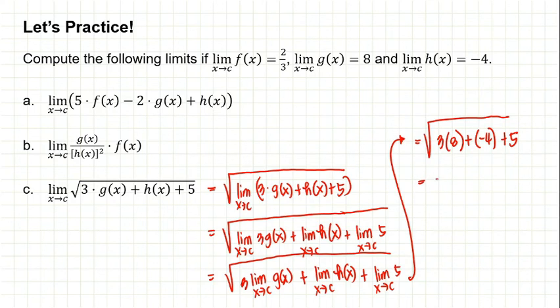And this will now be equal to square root of 25. Now, 25 is greater than 0. So, therefore, we can evaluate right away. And this is equal to 5. And that will be our final answer.